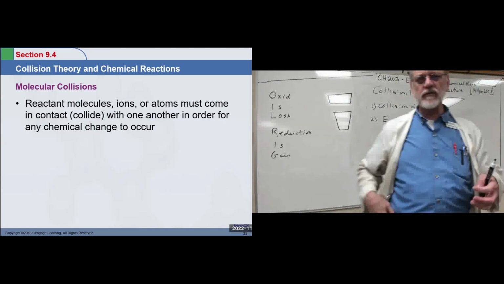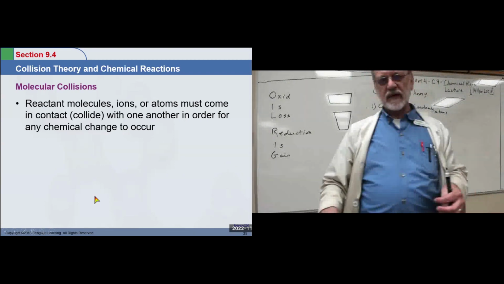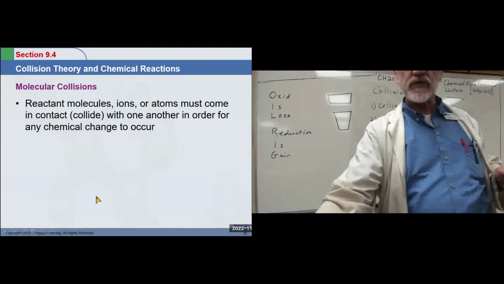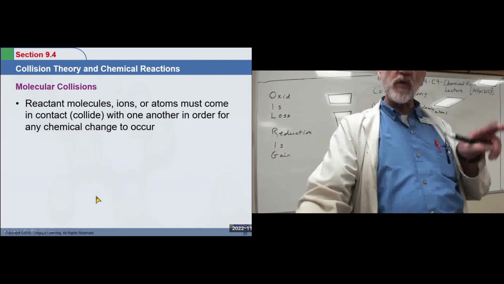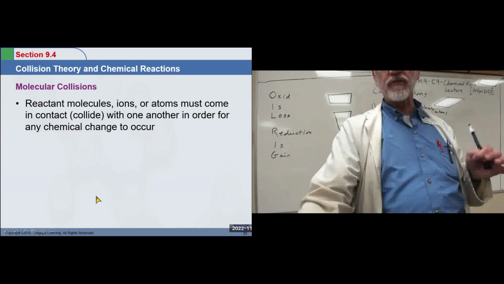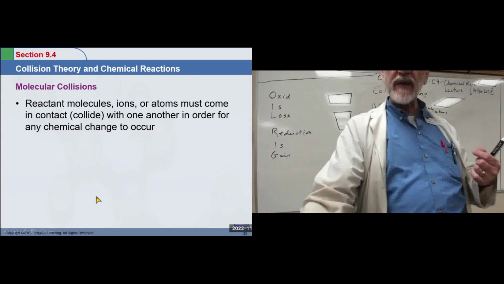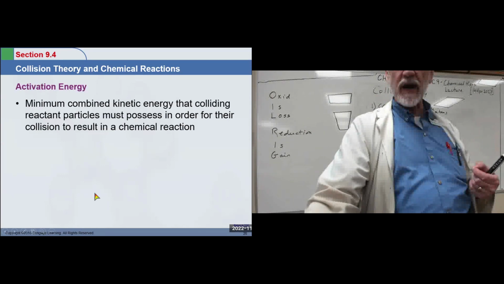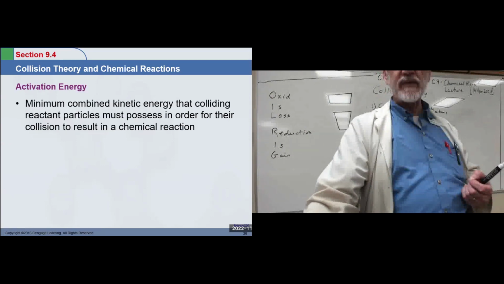Okay, we got several slides that just go into the details that I put up here. Reactant molecules, ions, or atoms must come in contact. They have to collide. If there's two or more of them, they must collide in order for a reaction to occur. There's a minimum amount of kinetic energy that's required for the collision, and they have to be oriented properly.